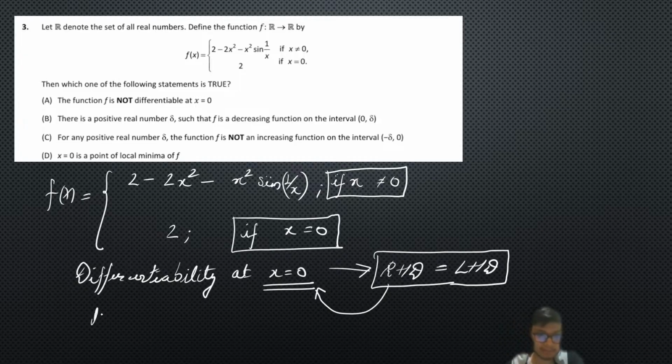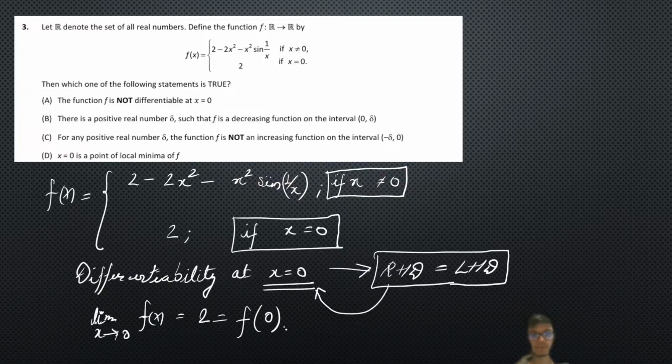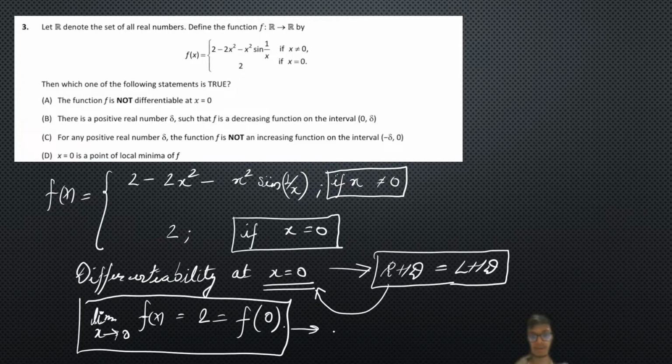So at x equal to 0, the limit as x tends to 0 of f of x is going to come out as 2, which is also equal to f of 0, and therefore it is continuous. Okay, so the continuity check is done. Once I have this as a continuous function, my next check is going to be the derivative, or differentiability check.